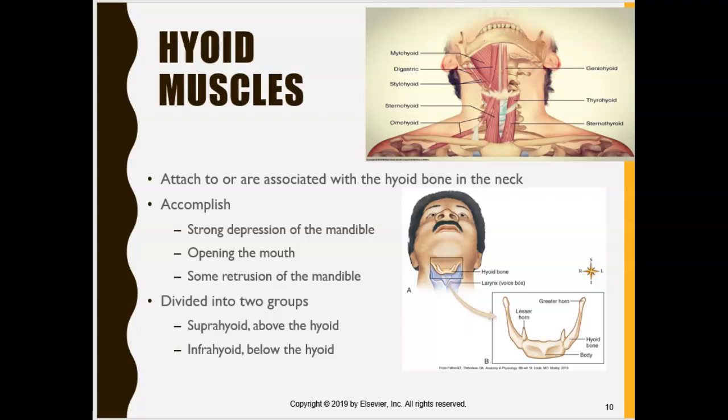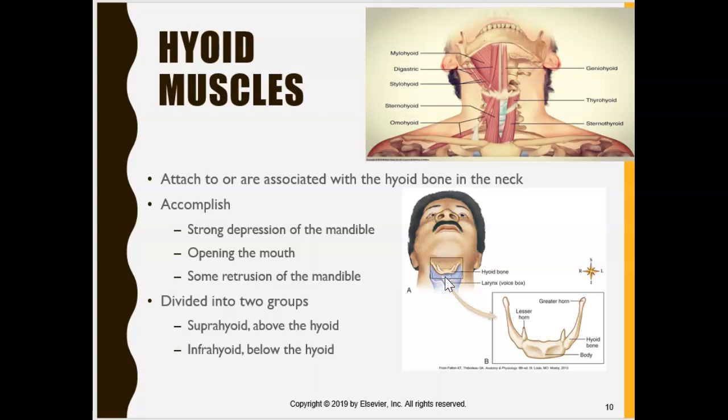Now let's look at the hyoid muscles. So the hyoid muscles are muscles that are attached to the hyoid bone. So this is the hyoid bone. It's right where your neck is. And what the muscles attached to the hyoid bone do is help you open the mouth. So if I want to yawn or open my mouth really wide, it's these muscles over here, attached to the hyoid bone, that allow me to open the mouth.